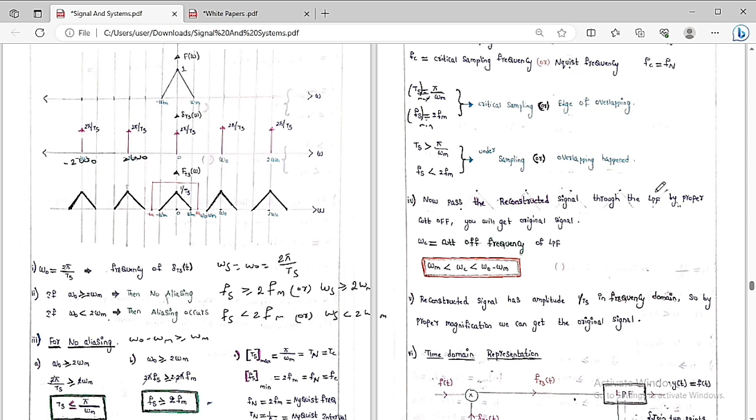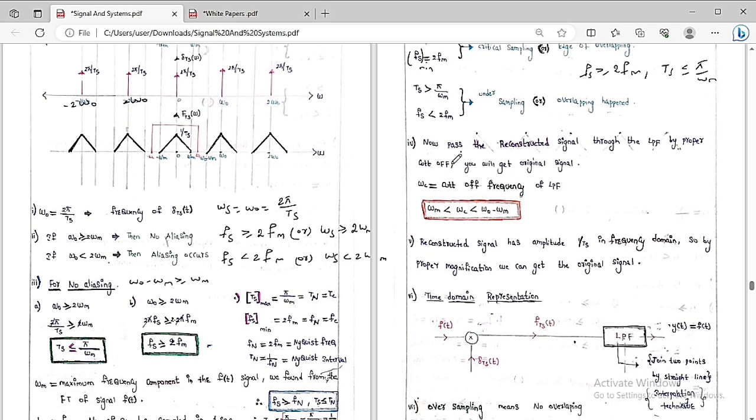Then what is the no sampling condition? No aliasing means Fs is greater than or equal to 2 times Fm, and Ts is less than or equal to pi by omega m. So let me write that condition here: Fs greater than or equal to 2 times Fm, or Ts less than or equal to pi by omega m. This is the condition for no aliasing or no overlapping.